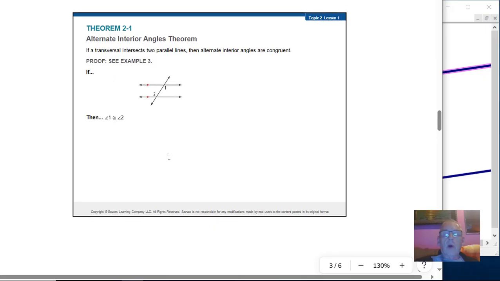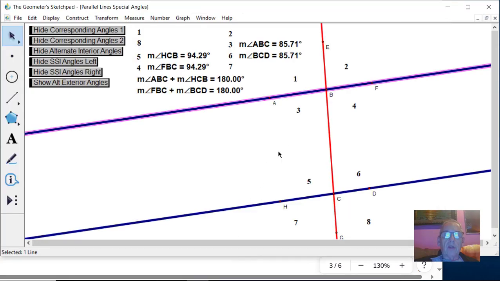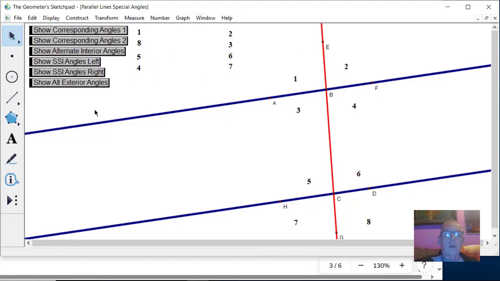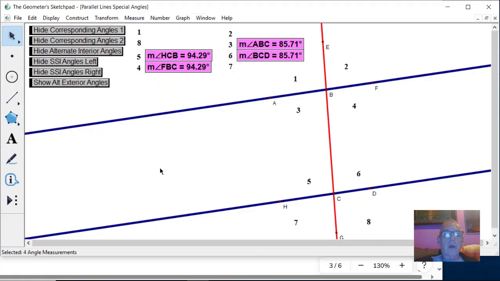Theorem 2.1, alternate interior angles theorem. If a transversal intersects two parallel lines, then the alternate interior angles are congruent. Let's look at the demonstration of that. So alternate interior angles, 3 and 6 would be a pair of alternate interior angles, and 4 and 5 would be a pair of alternate interior angles. So let's look at these alternate interior angles. Let me hide some of these others first. So let's show these alternate interior angles.